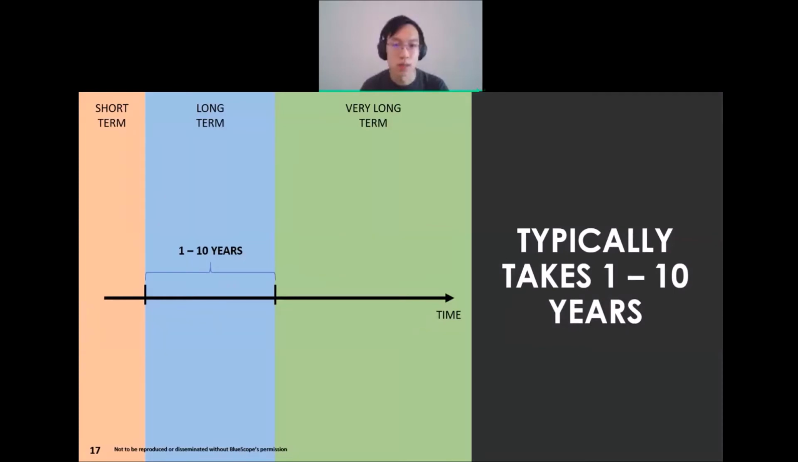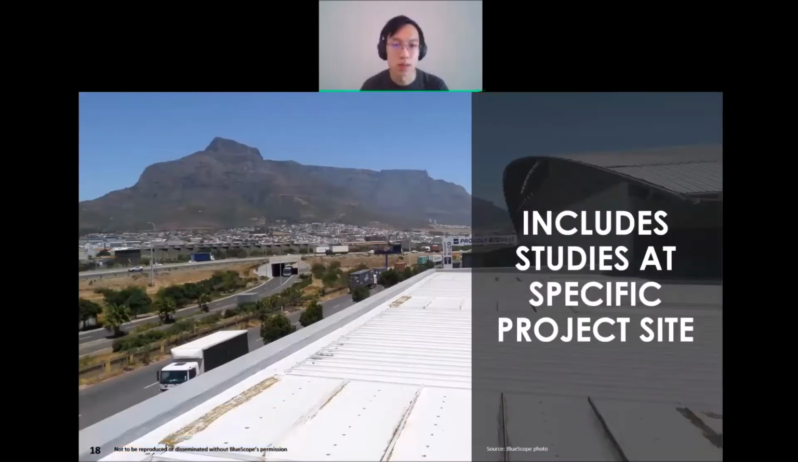So this type of test, outdoor weathering test, normally takes between 1 to 10 years to see the effect, right? And of course it depends on what kind of tests you're doing, but for corrosion tests, normally you can see some sort of reaction within this time span.